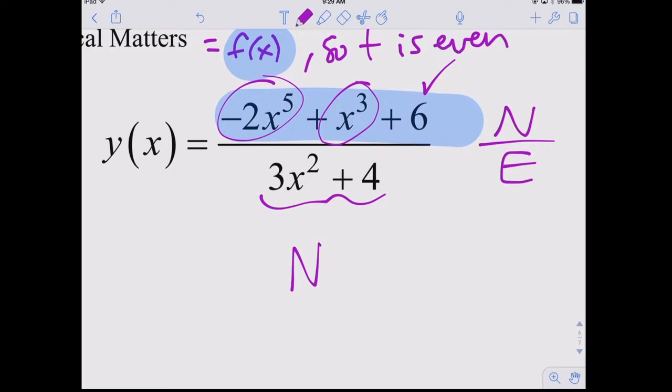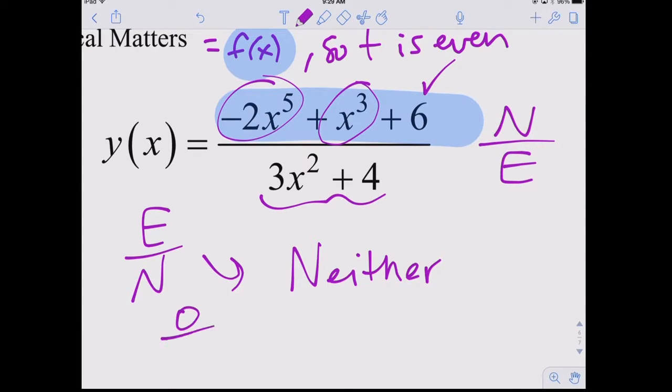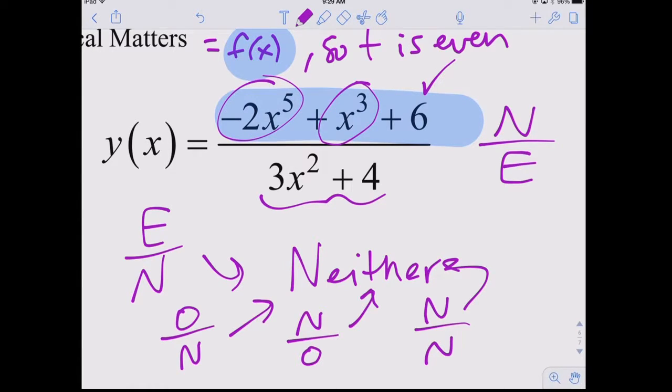Neither. What do you think an even divided by a neither is? Neither. What do you think an odd divided by a neither is? Neither. What about a neither divided by an odd? Neither. What about a neither divided by a neither? Neither. Oh my gosh. You know who you don't want to invite to your fluffernutter party? Neither. They are party poopers.